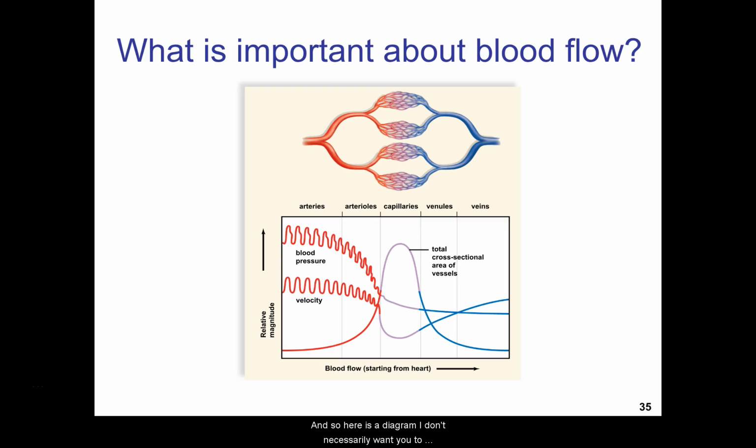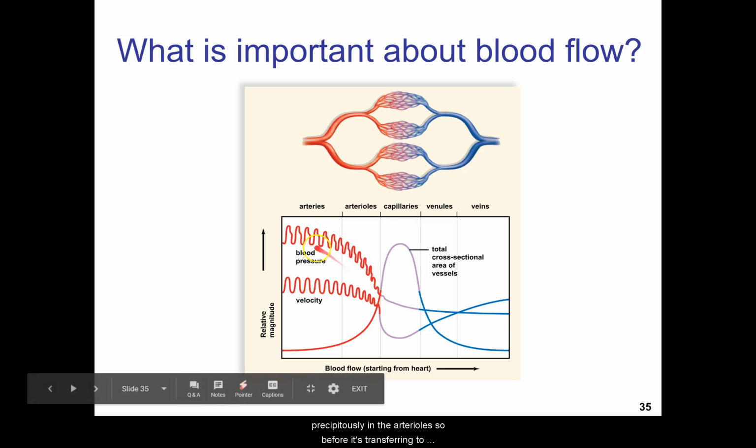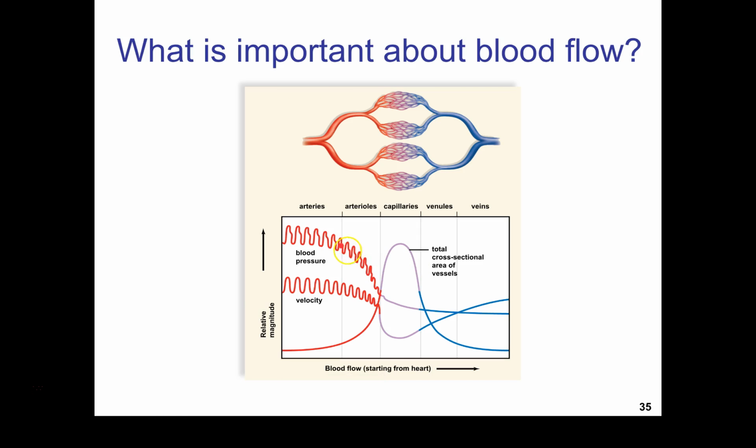And so here is a diagram. I don't necessarily want you to have this diagram memorized or anything like this, but it's showing the way that blood is flowing from your arteries into these arterioles, into the capillaries, out the venules, and back out the veins. And you should notice on this graph here that blood pressure is the highest in the arteries, and then it drops precipitously in the arterioles. So before it's transferring to the capillaries, blood pressure is considerably lower.